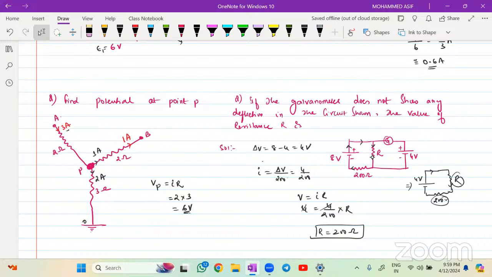So first I calculated the current in the 200. How much am I getting? 4 by 200 amperes. And you know that in this one also the current will be the same. So potential will be equal to how much for me? V is equals to I into R. So I is 4 by 200 into R. So 4 and 4 will get cancelled. So R is equals to 200 ohms.